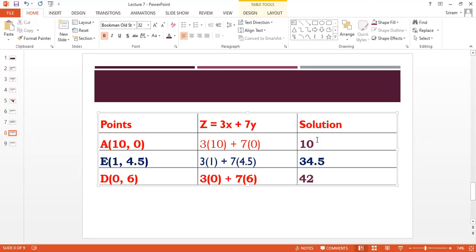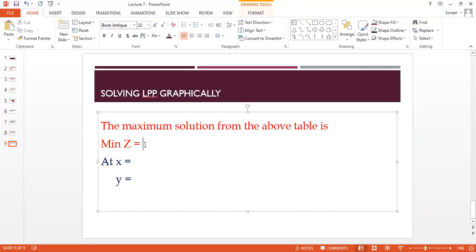Now I am going to check what is the small number. Our idea is to find the minimum. So I am going to check what is the small number here. 30, 34.5, 42. So I am going to write the answer. Minimum is equal to 30, at which point x is equal to 10 and y is equal to 0.